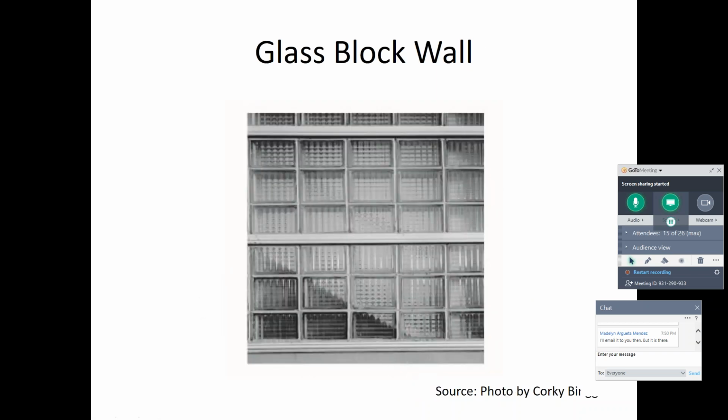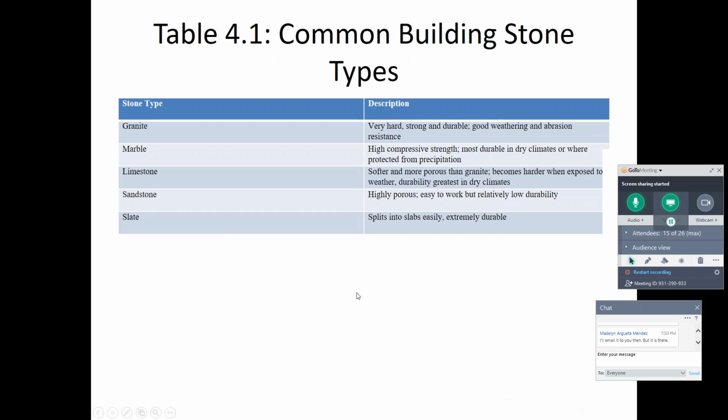Glass block wall, we're probably all pretty familiar with. And then within your book, you're going to have common building stone types. We have granite, which is very hard, strong, durable, weathering and abrasion resistant. We have marble, which has high compressive strength, most durable in dry climates or where protected from precipitation. There's limestone, which is softer and more porous than granite and becomes harder when exposed to weather. Durability is great in dry climates. We have sandstone, which is highly porous, easy to work with, but relatively low in durability. And then there's slate, which splits into slabs easily and is extremely durable, but I also want to say it is extremely heavy.